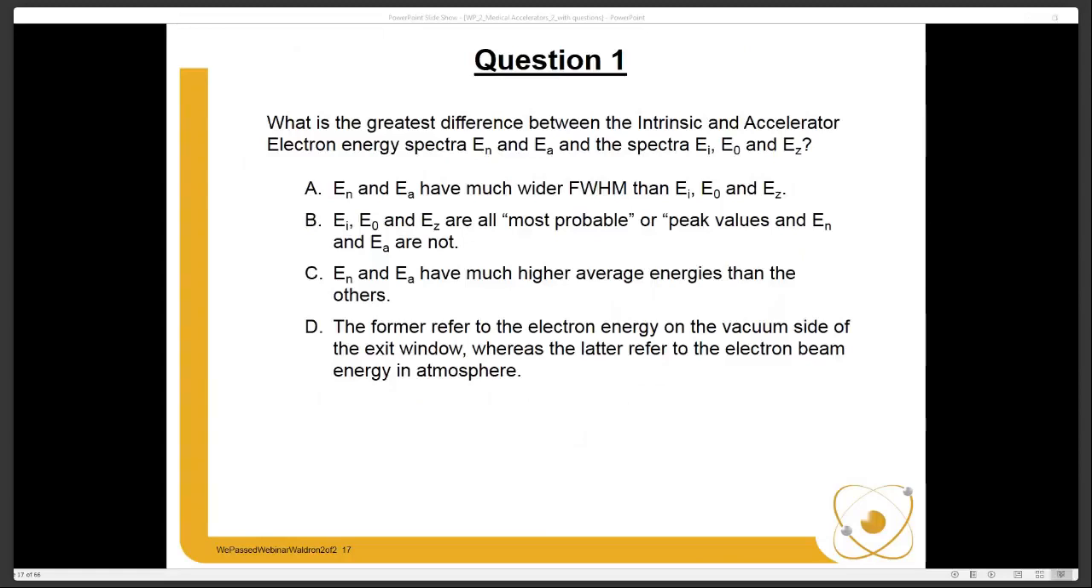I'm going to go ahead and read the question. What is the greatest difference between intrinsic and accelerator electron energy spectra, E sub n and E sub a, and the other spectra we talked about, which are the E sub I, E sub naught, and E sub z?